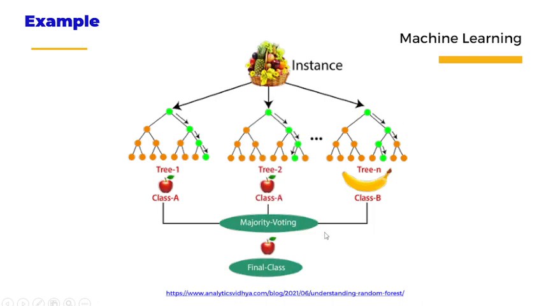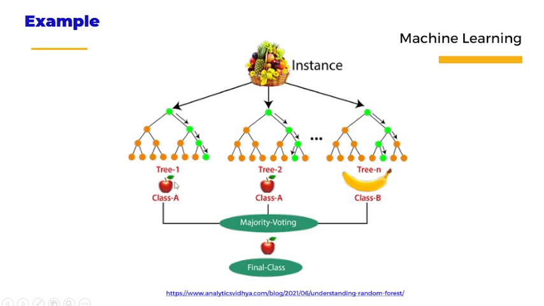Now we will understand the random forest with the help of an example. So here you can see, consider I have a fruit basket as the data set, and as shown in this diagram, n number of samples are taken from this fruit basket, and an individual decision tree is constructed for each sample. So each decision tree will generate the output as shown in the diagram.